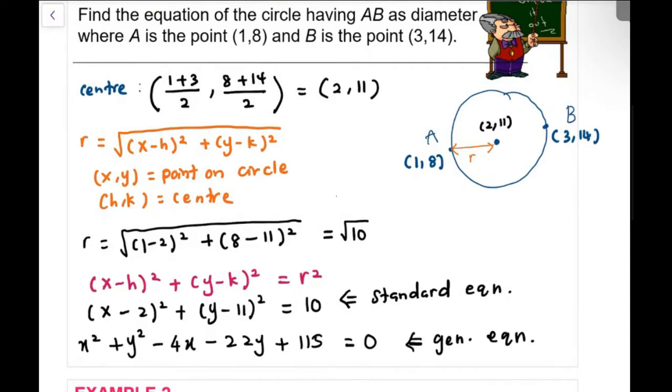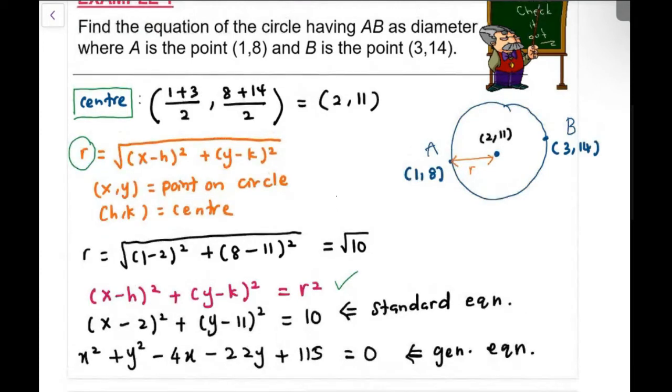So the main key point here is, in order to find the equation of a circle, first we must find the center. Provided the condition here, they give 2 points that form a diameter. That's why the midpoint would be the center. After that, we have to find the radius. Once we obtain these two, we just straight away substitute into the standard equation of a circle, and we will have both the standard and general equation of a circle. Okay, that's for the first example.